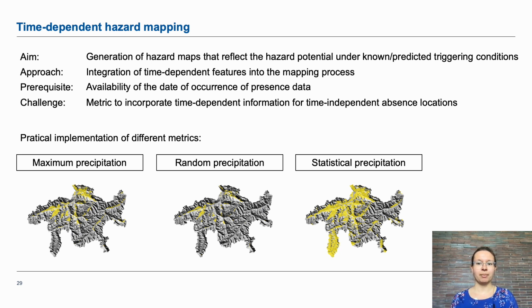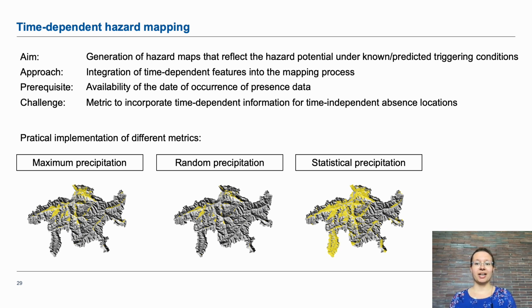What generally can be observed is that the spatial distribution of the hazard for these maps often is quite similar, but the extent and overall total area of locations classified as endangered varies quite strongly. Therefore, it has to be concluded that time-dependent hazard mapping has a great opportunity to support precise hazard mitigation measures, but that further research needs to be conducted on suitable precipitation metrics for absence locations.